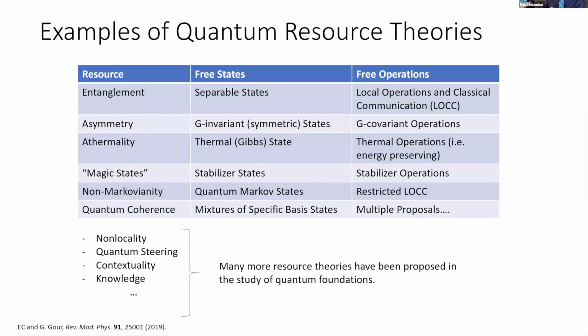Okay, here are some examples of quantum resource theories. We talked a bit about entanglement. This is certainly a non-exhaustive list. And as Mark pointed out, in the last 5 to 10 years there's been quite a bit of work on quantum resource theories. But they all have the same features. They identify some set of free states and then some free operations.